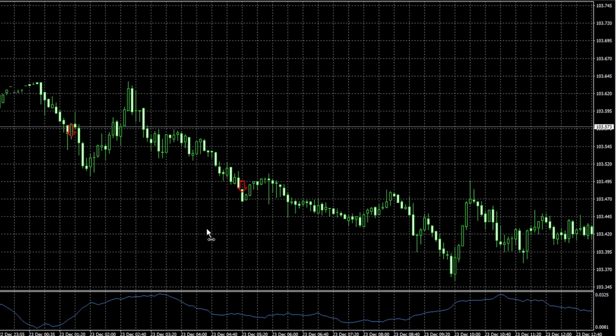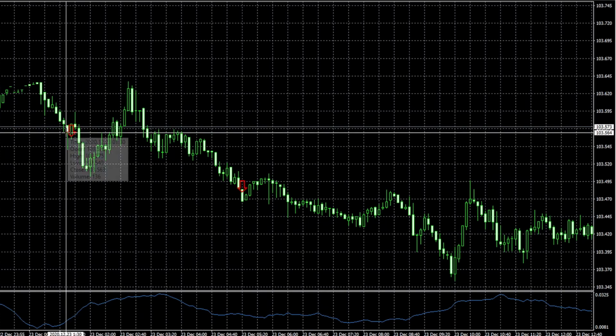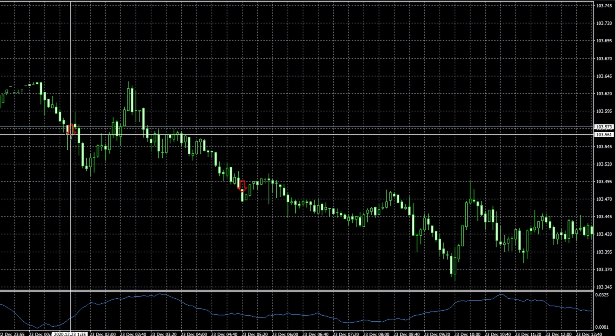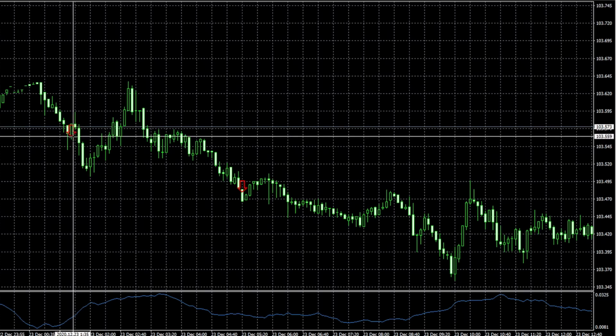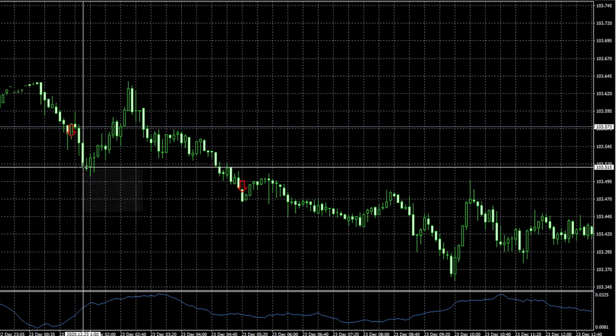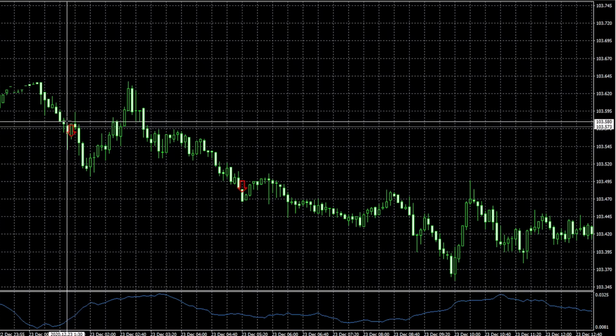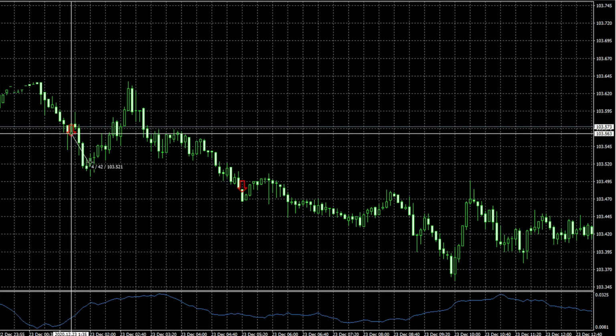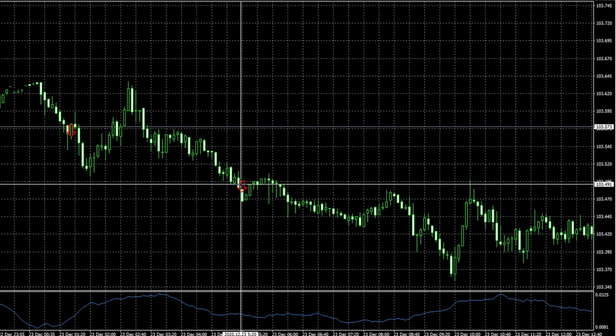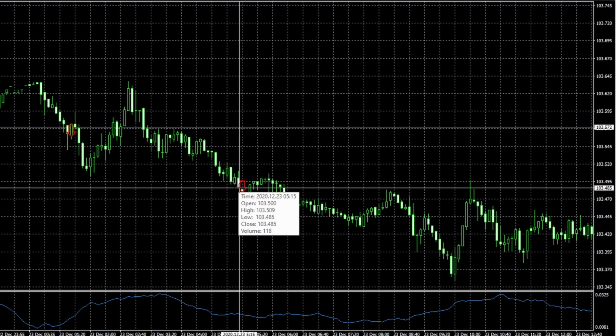So basically that was it. If I take a look back at my USD Japanese yen trades, this was probably the first breakout here. Actually, this was the first breakout, it's correct. Then this is considered a second breakout.